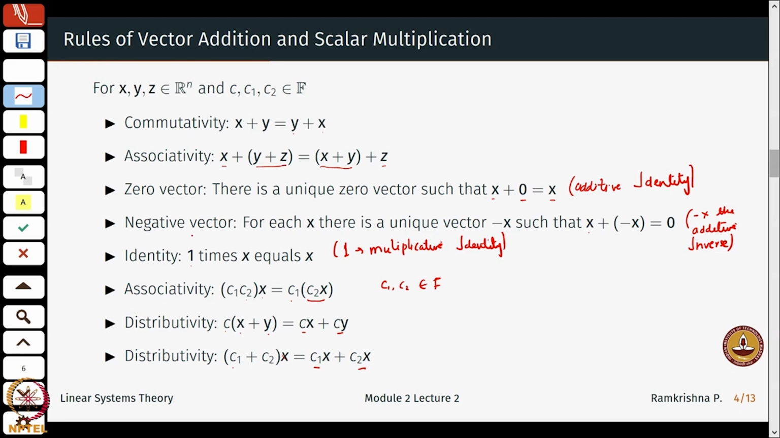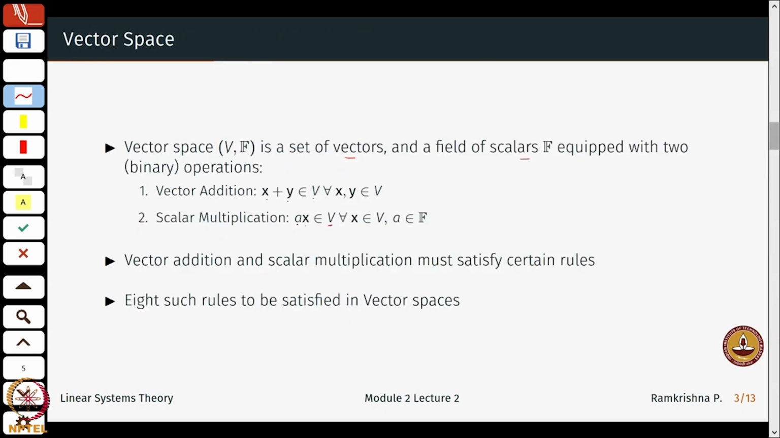By the way, this one is not a vector one, it just comes from the field F. So this is a little typo here, but the multiplicative identity still holds. It's a consequence of this scalar multiplication.